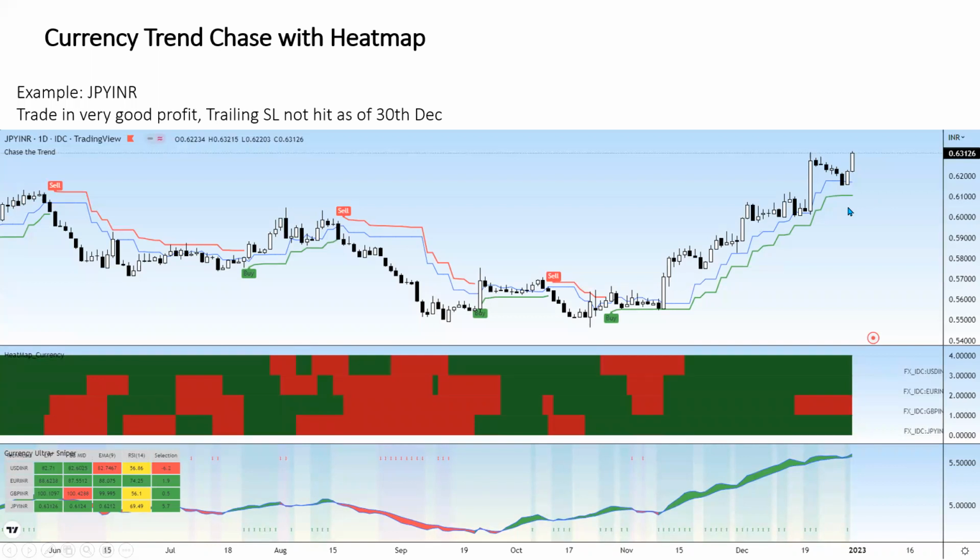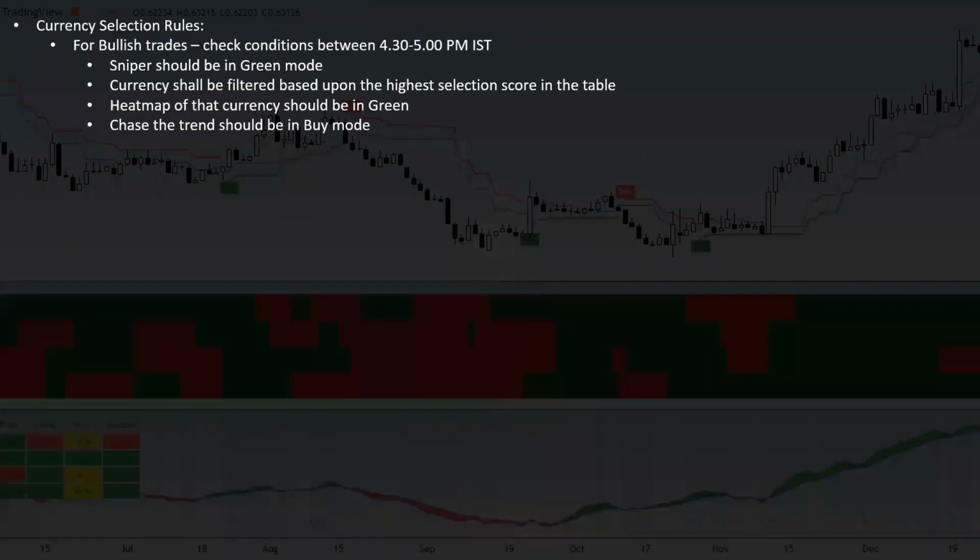Okay, so this was about this indicator. It has all the rules for bullish trades. Check conditions. You don't have to sit and watch all these conditions the whole day. The close is at 5 in the evening, you have to come a little before that and check the conditions I just explained. Sniper should be in green. Currency shall be filtered based upon the selection. Heat map should be in green. I'm telling for a bull one. Reverse conditions apply for bearish trades.